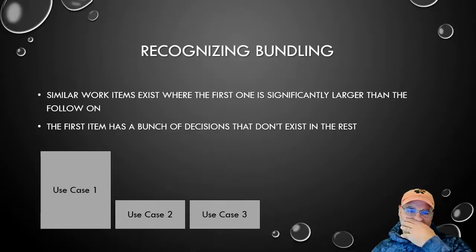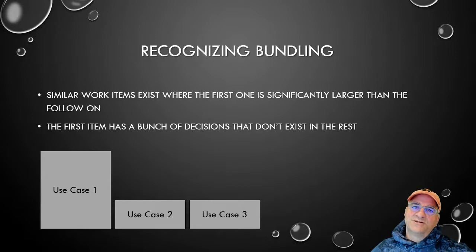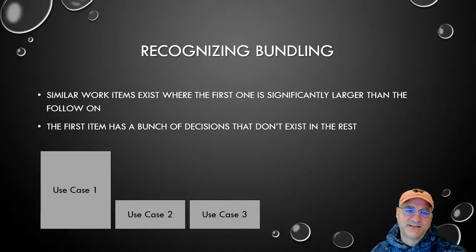So the question is, how do we recognize when we're bundling? What I'm going to say in this case is we have 3 use cases and the use cases are about the same size. Let's say it's something like we're going to add security to something, we're going to implement help, we're going to roll out some new type of thing to a factory floor. And the first use case is several times larger than the next 2. That means we're probably bundling something, or we've bundled a bunch of unknowns into the first case.